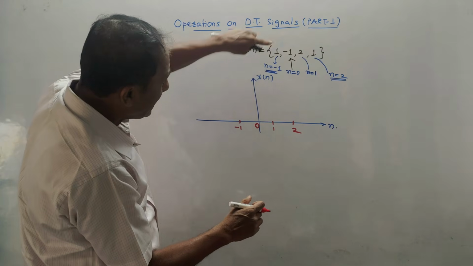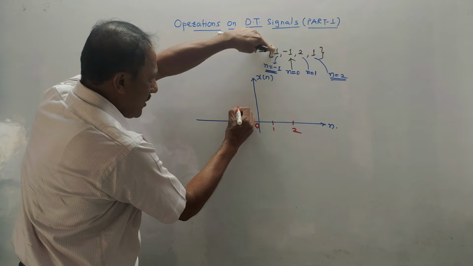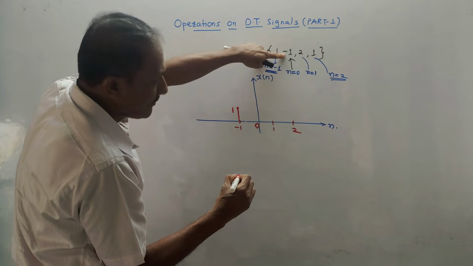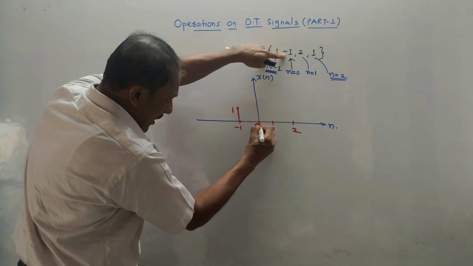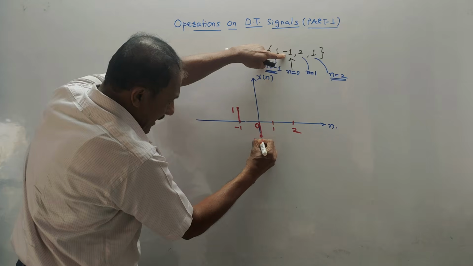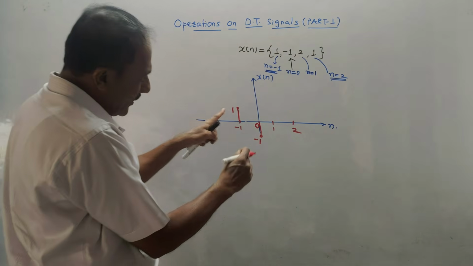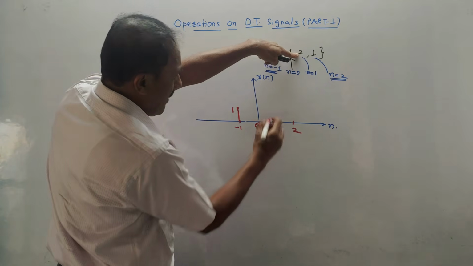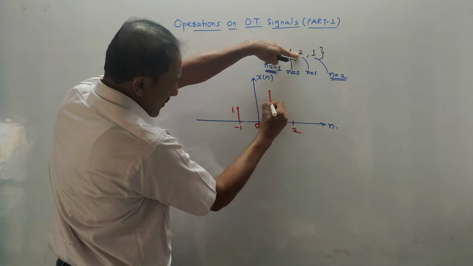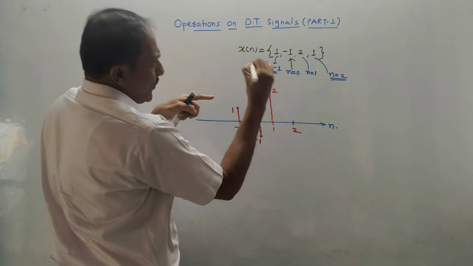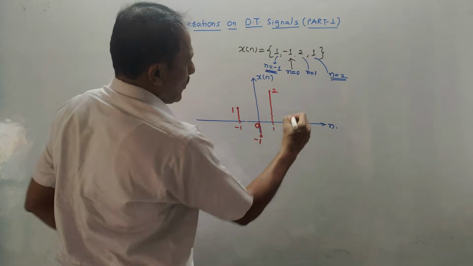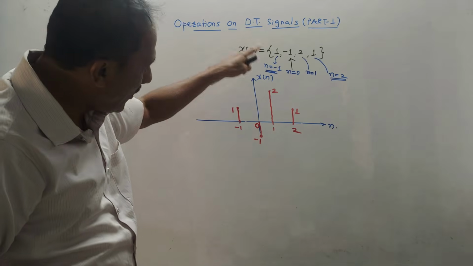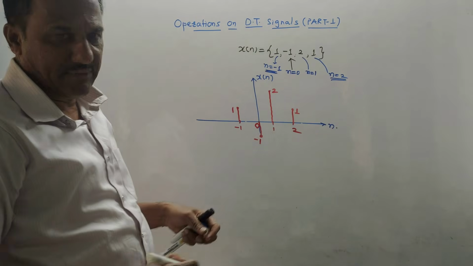Now at minus 1, amplitude is 1. So draw a pulse of amplitude 1. Then at 0, amplitude is minus 1. Since it is negative amplitude, I will mark the pulse like this. For every pulse, you need to write the magnitude. Then at n is equals to 1, magnitude or amplitude is 2. So I will mark the pulse of level 2. Then at n is equals to 2, amplitude is 1. So this is the way how to draw the diagram from the given sequence.